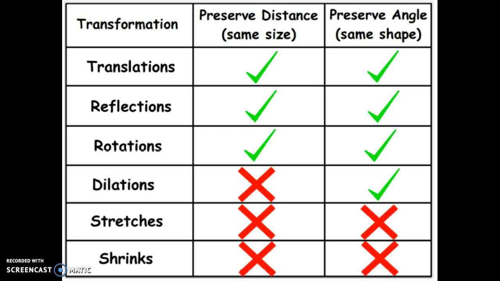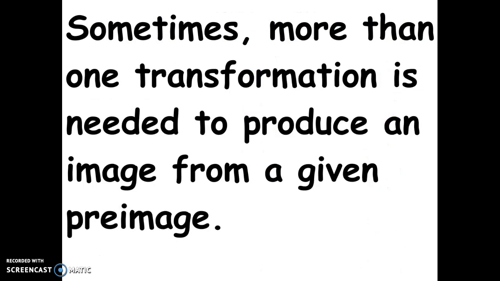So now we'll move into talking about compositions of transformations. So sometimes more than one transformation is needed to produce an image from a given pre-image. So up till now, we've only been applying one transformation to an image. So for example, we'll get an image and we'll say, let's rotate this 90 degrees. Or to another figure, we'll say, let's reflect it across the x-axis.